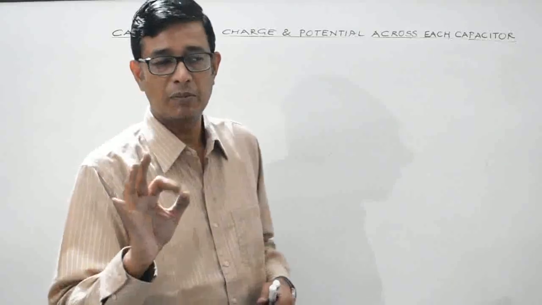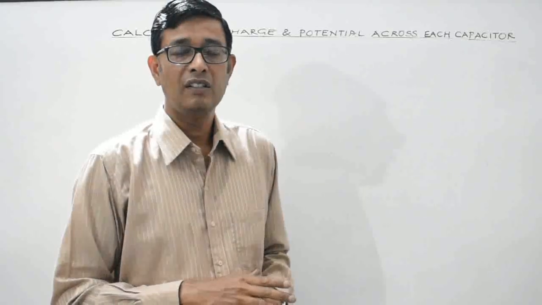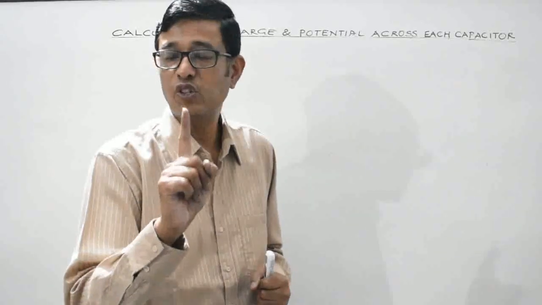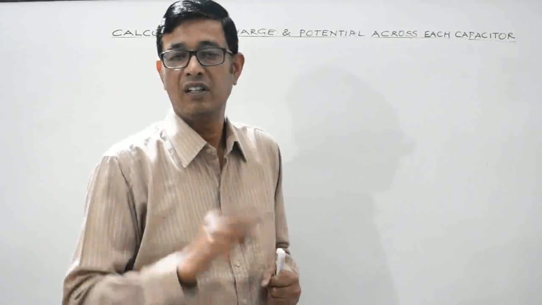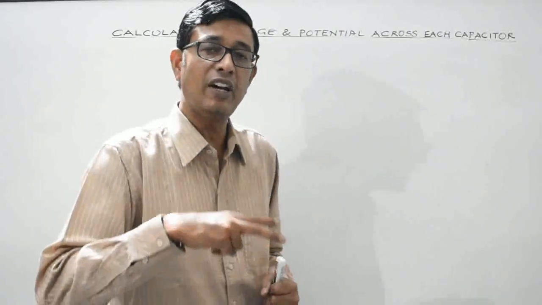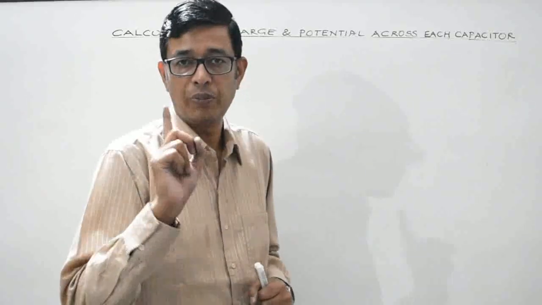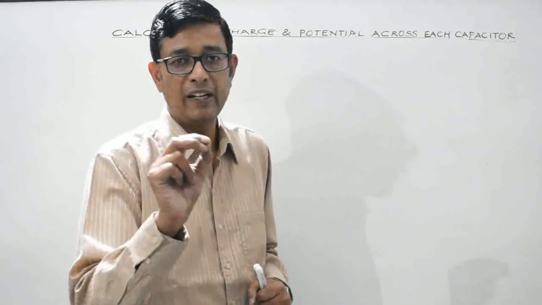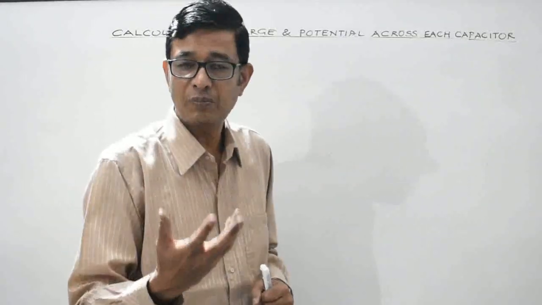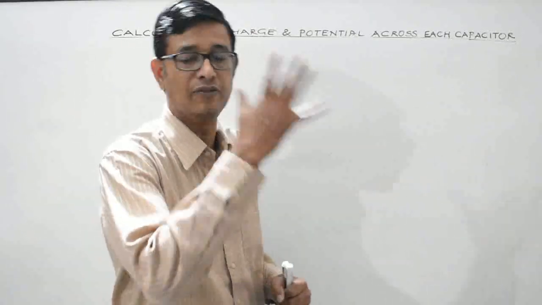So the most important concept to be remembered before we start with the numericals is that in the series grouping of capacitors, first point, the charge across the plates of each of the capacitors should be constant. Second, the potential difference across the plates of capacitors having different values of capacitances is different, right? While in the parallel grouping, the potential difference across the plates of each of the capacitors is same or constant, while the charge across the plates of capacitors having different values of capacitances would be different.